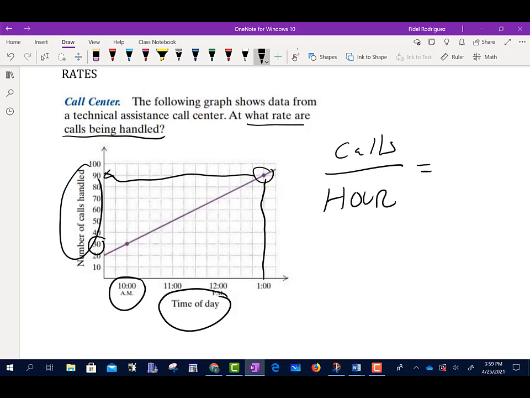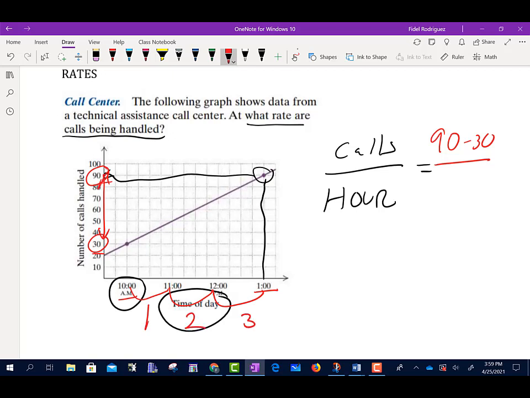So one way we can do this is we can say, well, look, let me clean up some of this mess here. And I'm going to look at these two numbers. So if we knew at 1 o'clock we had 90 calls, and at 10 a.m. we had 30 calls, how many calls occurred in that period? So we would say, well, let's take 90 minus 30. And how many hours have elapsed here? So that's 1 hour, that's 2 hours, that's 3 hours, right?